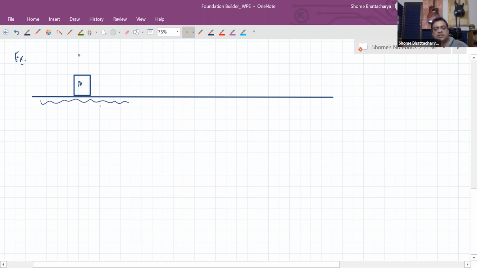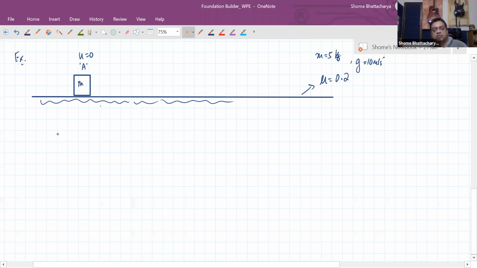There's a block of mass m which is at rest initially at this position A. And this surface has some given coefficient of friction, suppose that is 0.2, and the mass of the block is 5 kg, and we'll take acceleration due to gravity as the standard value, 10 meters per second square.